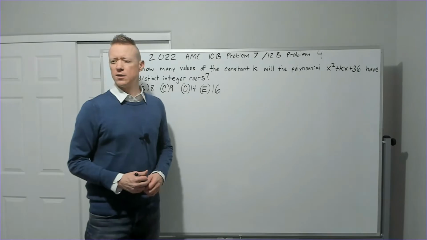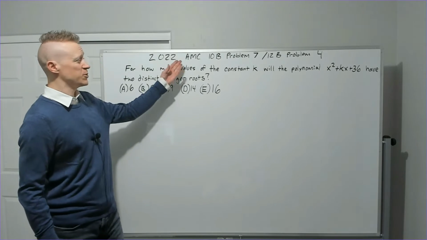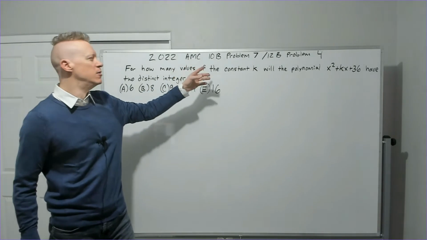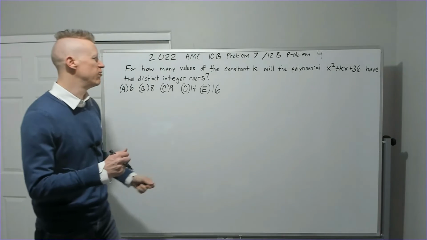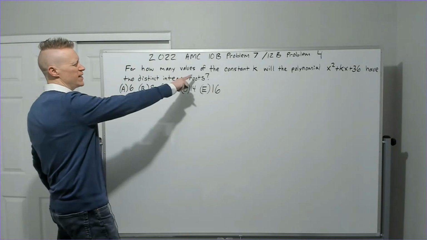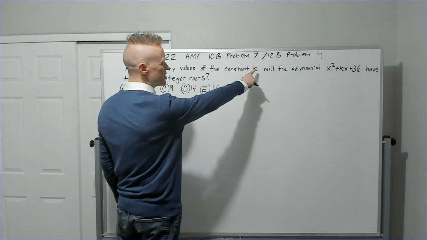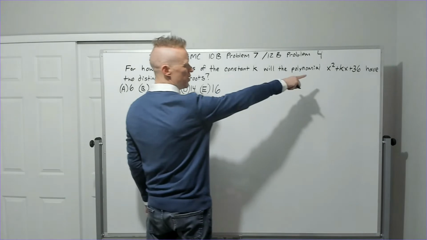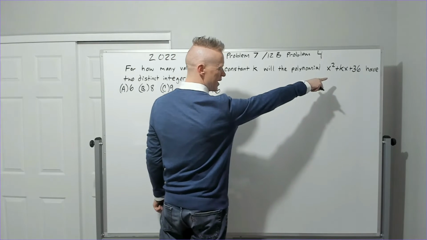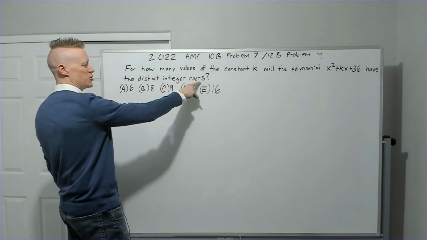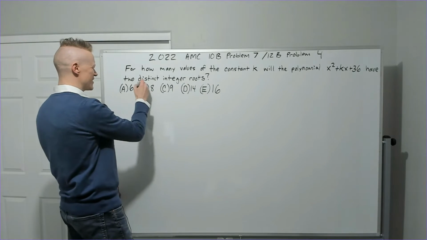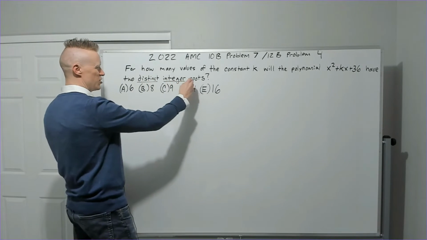Let's get on. Okay, so now the 2022 AMC 10B problem number 7, which was also the 12B problem 4. For how many values of the constant k will the polynomial x squared plus kx plus 36 have 2 distinct integer roots? Okay, so we need distinct, we need integer roots.